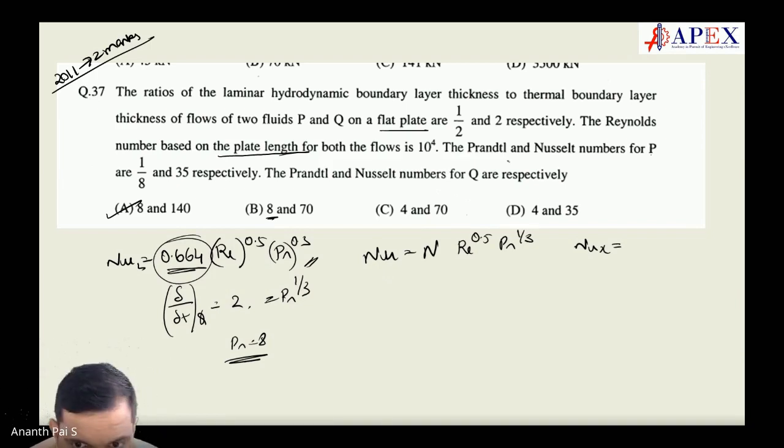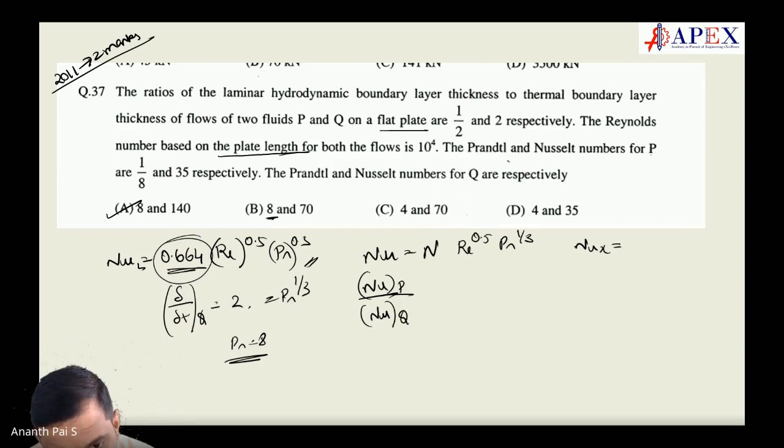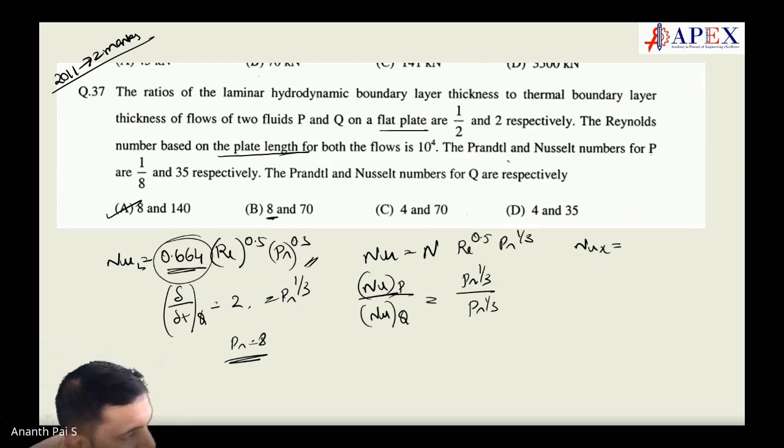So Nusselt number of P divided by Nusselt number of Q is equal to, you do that, Reynolds number cancels, Prandtl number raised to 1 by 3 divided by Prandtl number raised to 1 by 3, like this. You don't assume this, because this is not always the case. It may change. It's a numerical answer, you know. The answers we have got are numerical. So it may change in different cases or for a flat plate itself. Okay, so like this you will get 140.